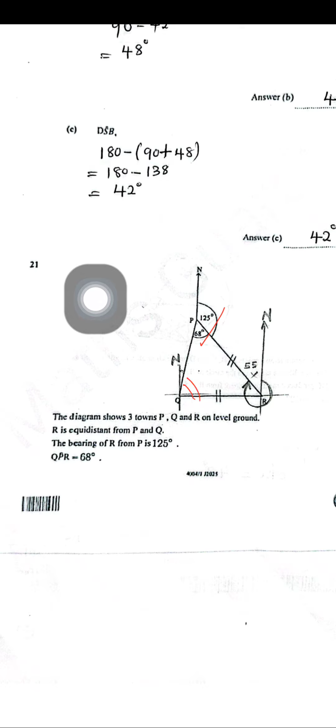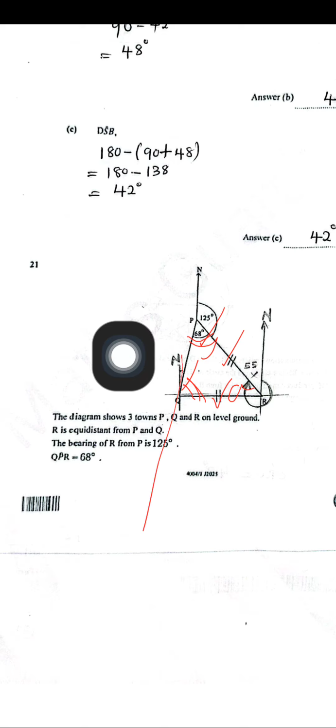Why? Because these are the sides of an isosceles triangle, so these base angles are equal. This angle and this angle are equal. So you can actually find this angle: 68 plus 68 from 180 to get this angle inside. By the way, we were asked to attempt this question.